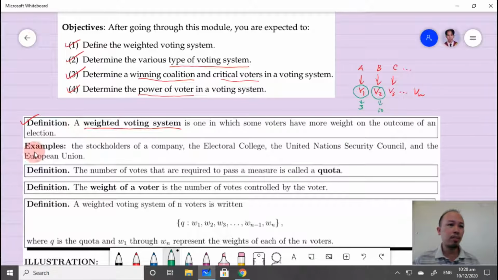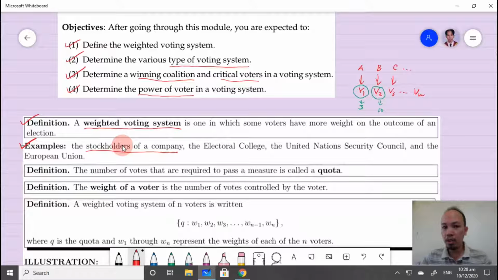Why is that? Let's look at this example: stockholders of a company, which is very familiar to us. Other examples are the electoral college, which can be found in the United States, the United Nations Security Council, and also the European Union. So let's try to explain the stockholders.